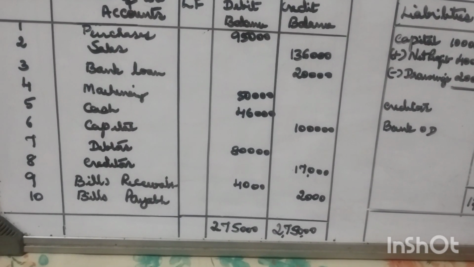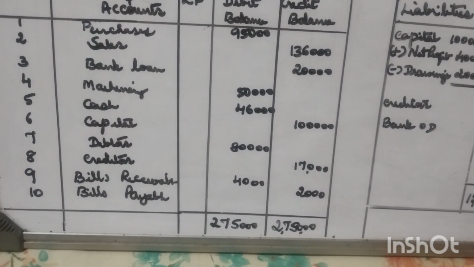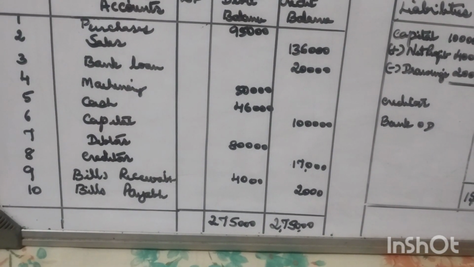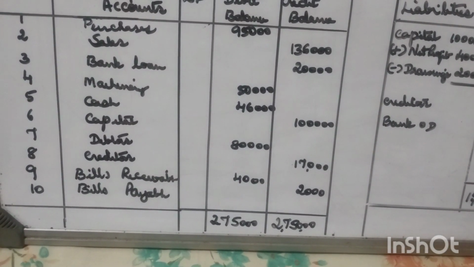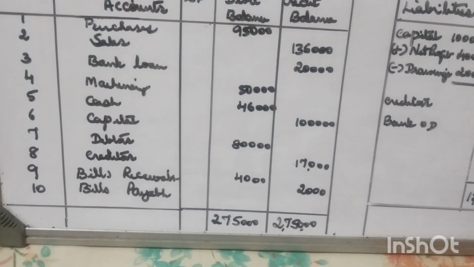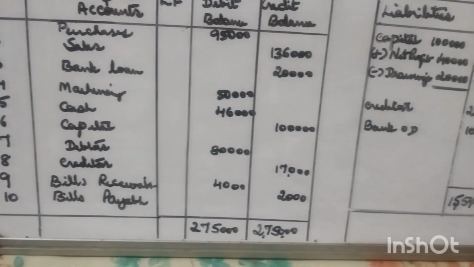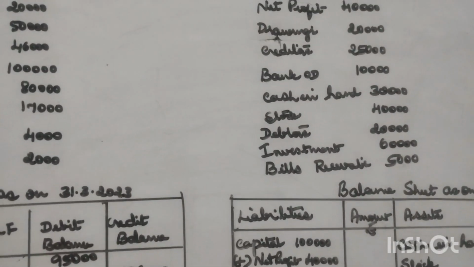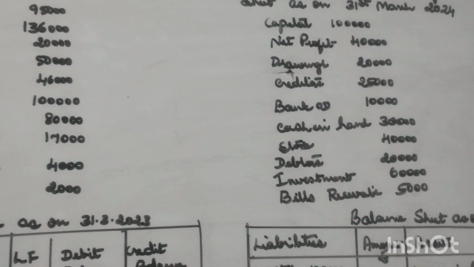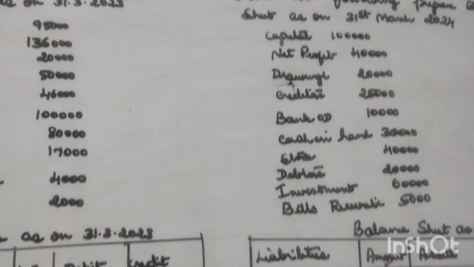Bills receivable, that must be debited with 4,000. Bills payable has to be credited with 2,000. So the trial balance always has to be equalized, and the value of the trial balance will be 2,75,000. That has to be equal to 2,75,000. One more question. In this question, a balance sheet is being asked to prepare.